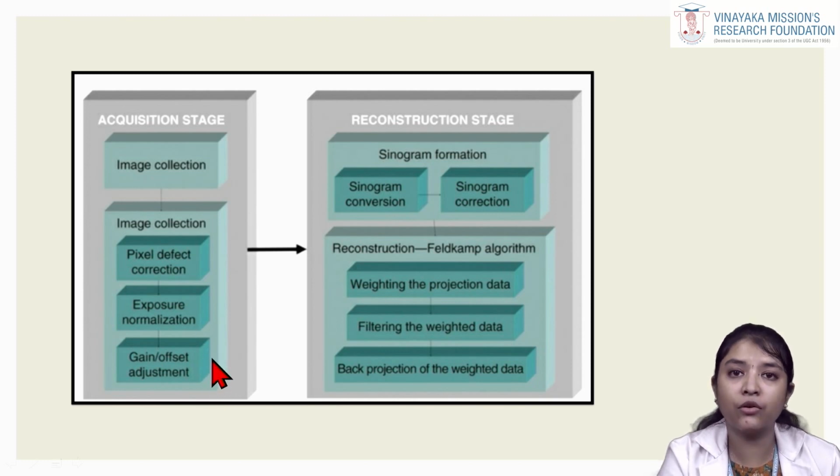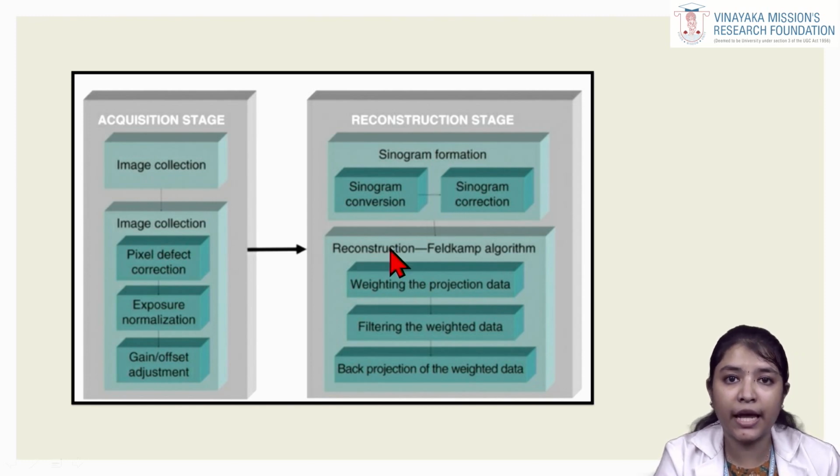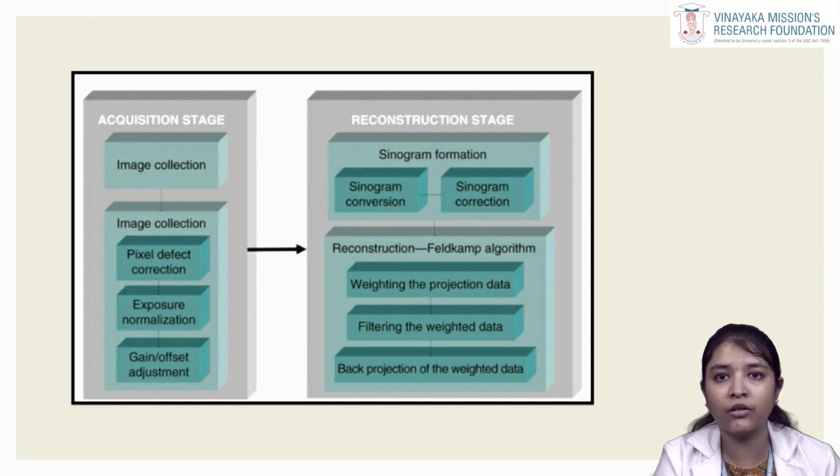After this, it goes to the second stage, the reconstruction stage, which occurs in a reconstruction computer. Here, there is sinogram formation. A sinogram is nothing but an element; after the conversion, it is called the sinogram. It gives a representation number called the sinogram, and this conversion or transformation is called the Radon transformation.